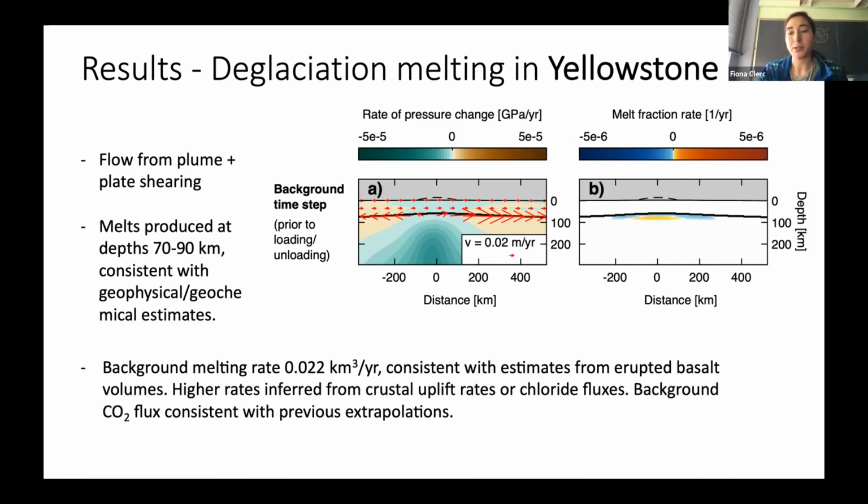Melts are being produced at depths of 70 to 90 kilometers, which are consistent with geophysical and geochemical estimates. If we were to integrate these positive rates volumetrically, we get a background rate of 0.02 kilometers cubed, which is consistent with estimates from the emplacement of eruptive volumes. Later we'll also test higher rates consistent with alternative estimates.